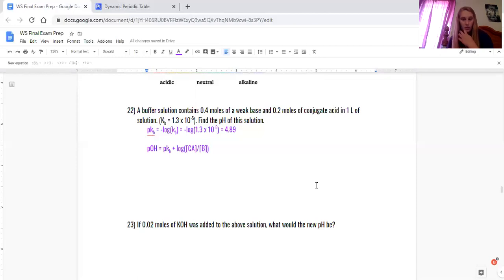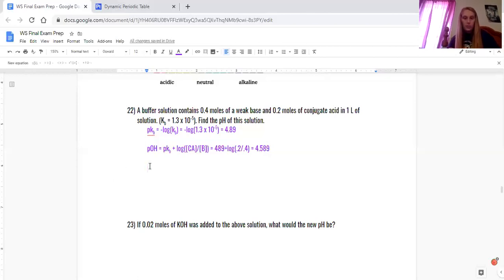Okay, so we're going to end up with 4.89, where we solved for that above, plus log of the concentration of our conjugate acid. So we had 0.2 moles of conjugate acid, so 0.2 over 0.4 moles of weak base. All right, and then if you solve that all out, you should end up with 4.589. And that is our pOH.